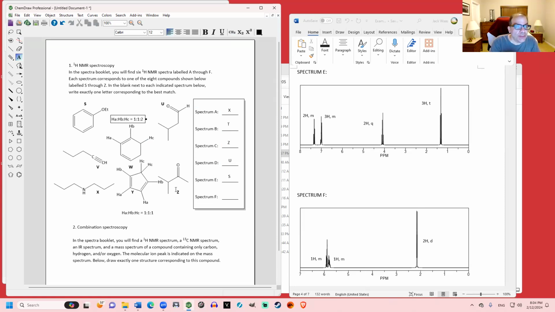Furthermore, the 2H resonance is split into a doublet. This hydrogen has 1 adjacent hydrogen, so it's split into a doublet. These 4 hydrogens do not split each other, even though they're adjacent. Remember in class we said that adjacent hydrogens do not split each other if they are equivalent. And all 4 of these hydrogens are equivalent. So that means the last one has to be compound W, not compound Y.